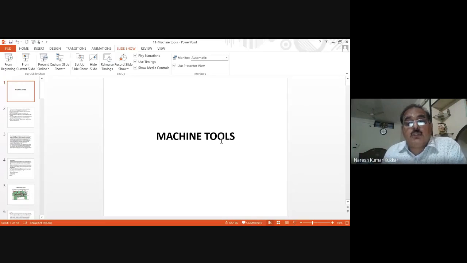We cannot give you industry exposure practically, but theoretically we can say that these types of machines and these types of processes you will find in industry, so that you are familiar with the tools, machines, and processes before doing any evaluation. We will cover two topics here: machine tools and industrial processes. Our first topic is machine tools.